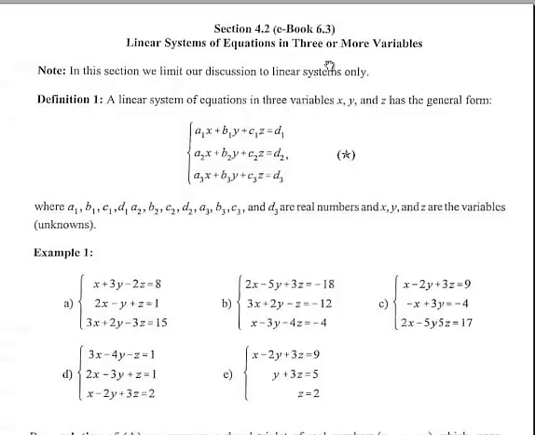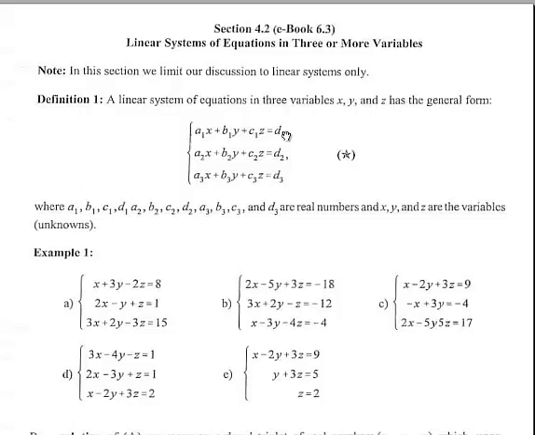However, in this section, we're going to add a variable, and therefore we have to have an extra equation. So the rule of thumb is if you have the same number of equations as you do variables, then you can solve the system and figure out the solutions for each variable. So what does a system of equations look like in three variables?